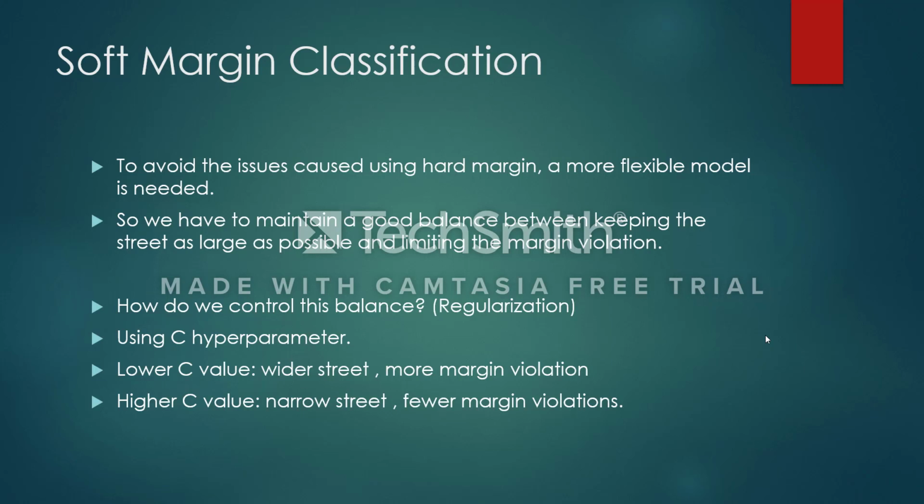So how do we control this balance? We can control this balance using the regularization method. Here we are going to use the hyperparameter C, which we are going to tweak, and based on those values we are going to determine if it's a hard margin or a soft margin classification. The lower the value of C, the wider the street, that is the margin of the hyperplane, and the more margin violations. When you increase the value of C, the street gets narrower and the margin violations get fewer.